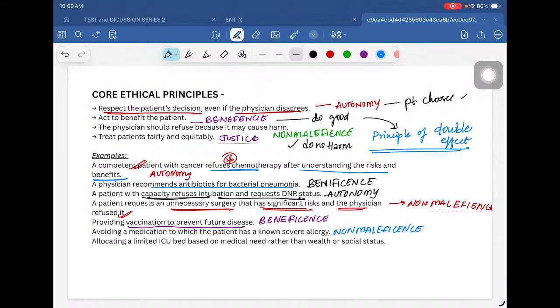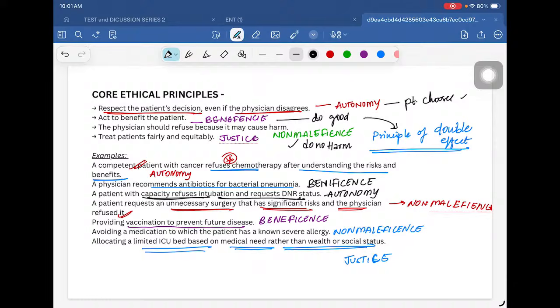Good. Then we have allocating a limited ICU bed based on medical need rather than wealth or social status. Which core ethical principle are you following here? Very good. This is justice, where you're treating equally and fairly.